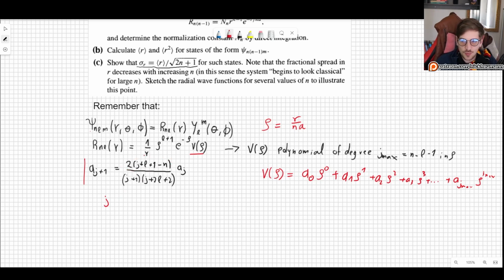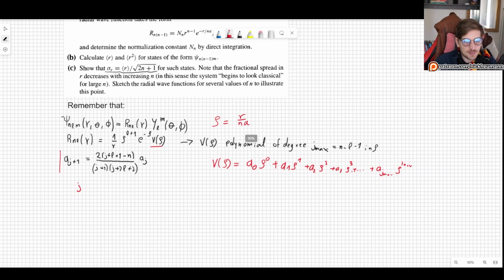Because we can't have an infinite polynomial, right? You are not going to be able to integrate, to normalize that. It's not going to be normalizable. That's one of the conditions that we saw when solving the radial equation.